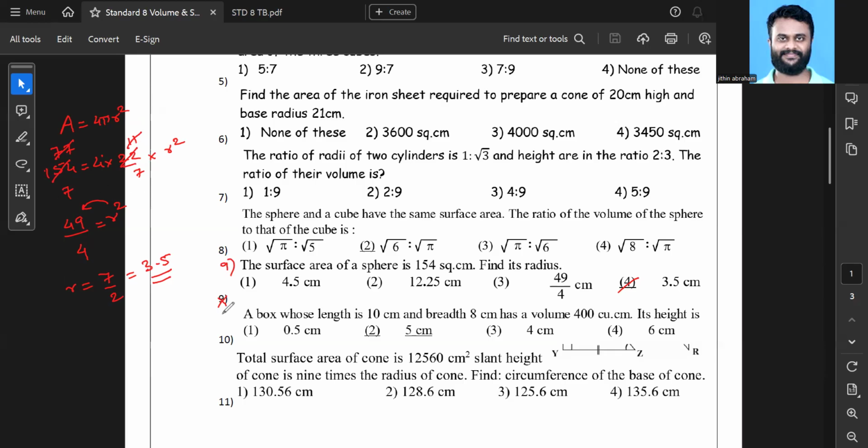Okay, next one, 10. A box whose length is 10 centimeter and breadth is 8 centimeter has a volume of 400 cubic centimeter. The height is how much? Now the volume's formula is length into breadth into height. The volume is given as 400, the length is 10, breadth is 8, height is unknown. So when I cancel 10, I'm left with 40. I'll cancel with 8 to give me 5. That gives me h is equal to 5. That's option 2.